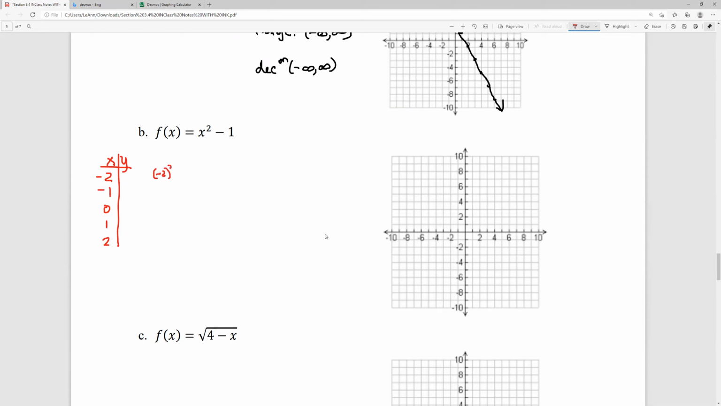Plug them in, so that's -2 squared minus 1, so that's 4 minus 1, that's 3. -1 squared minus 1 is 1 minus 1, that's 0. 0 squared minus 1 is going to be -1. And if you've got a good set of points, you should see some symmetry here. That's also going to be 3. So let's plot those. So -2, 3, and we'll learn more sophisticated techniques of graphing quadratics in our next unit. So 0, -1, 1, 0, and 2, 3. A parabola should have a U-shaped graph.